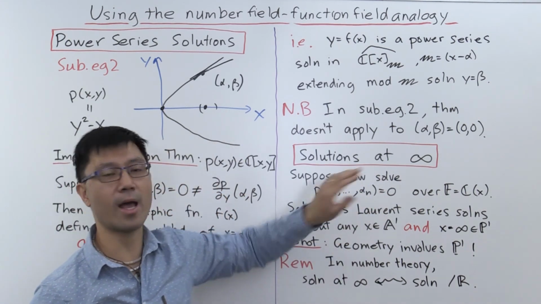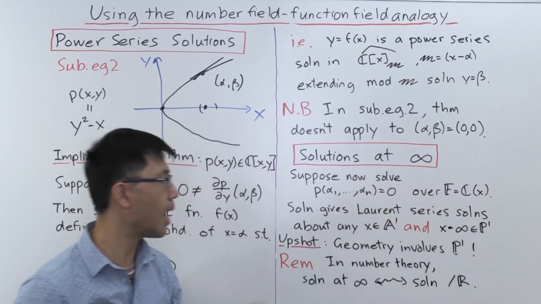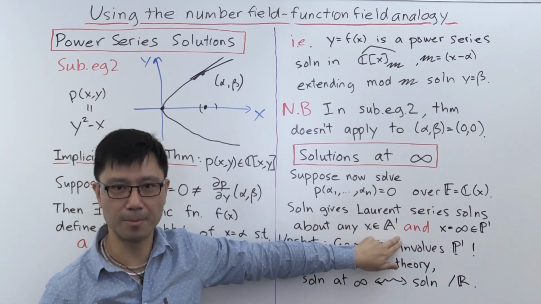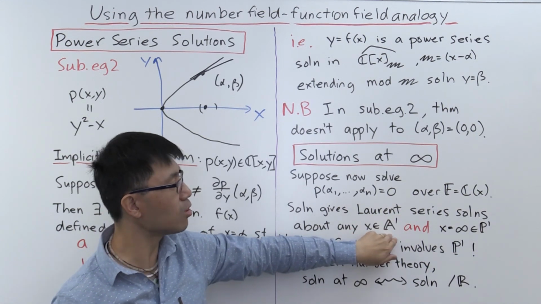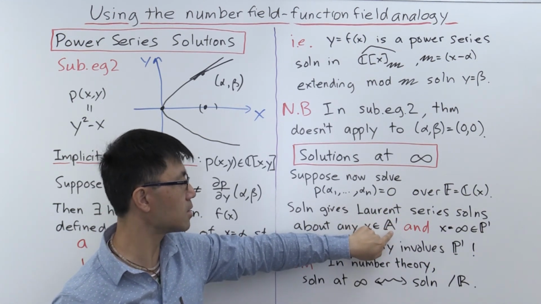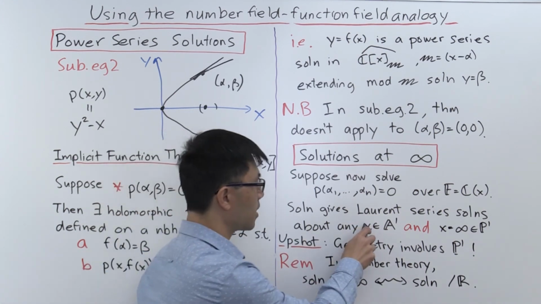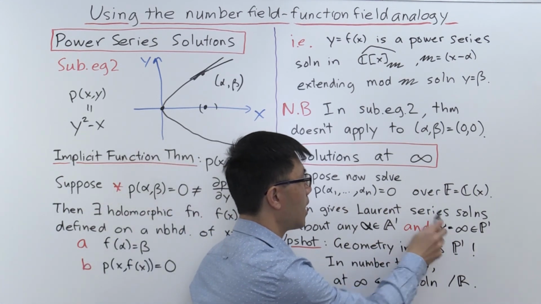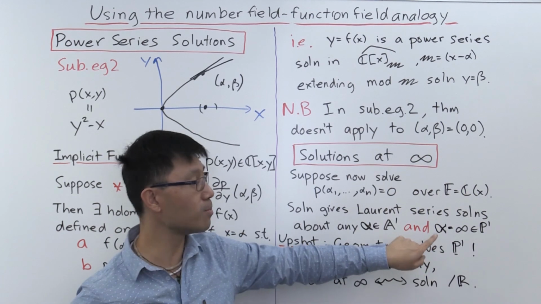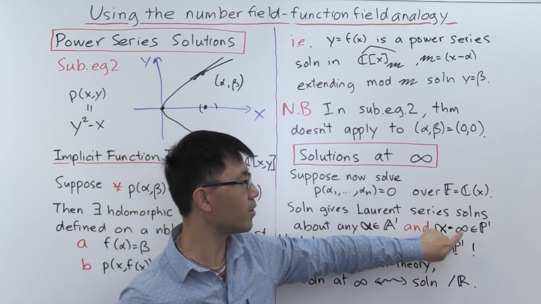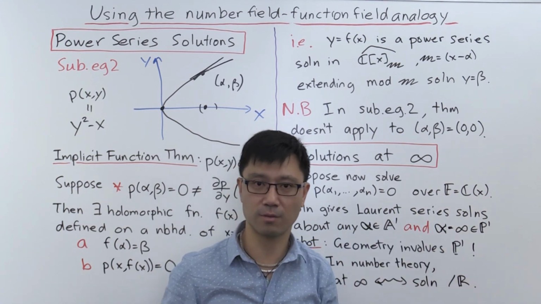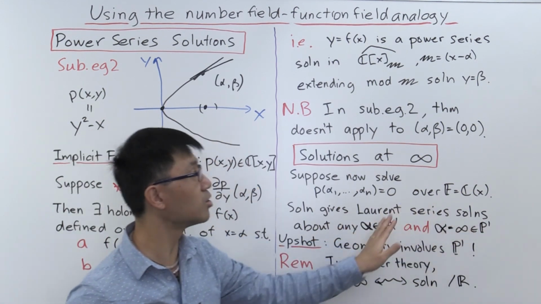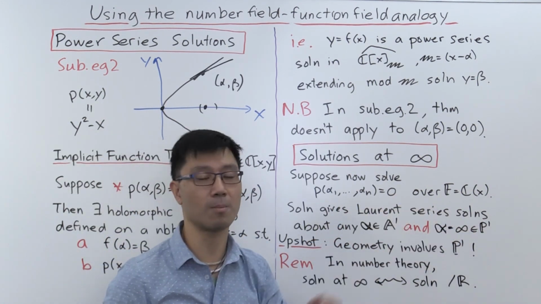So any solution here will actually give you a Laurent series solution, and that Laurent series solution you can write out about any point alpha inside your affine line. But not only that, you can also write it as a Laurent series in X inverse, which means a Laurent series at alpha equals infinity inside the projective line. So that means that you have an extra condition here that you can play around with, an extra point that you can play around with.